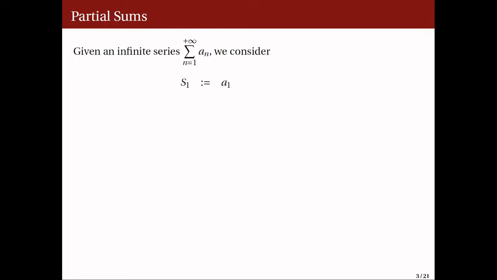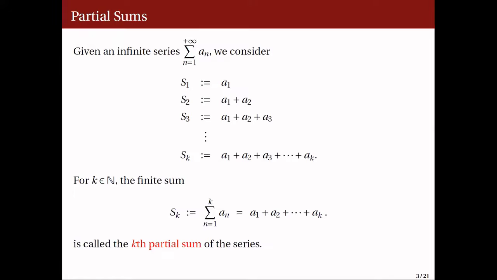Now, we will look at what we call partial sums of a series. So given an infinite series summation of a sub n with n ranging from 1 to infinity, we consider the following. First, we have S sub 1 equal to a sub 1, S sub 2 equal to a sub 1 plus a sub 2, which is the sum of the first two terms. S sub 3 is equal to the sum of the first three terms, a sub 1 plus a sub 2 plus a sub 3, and so on, where S sub k is equal to the sum of the first k terms of the series.